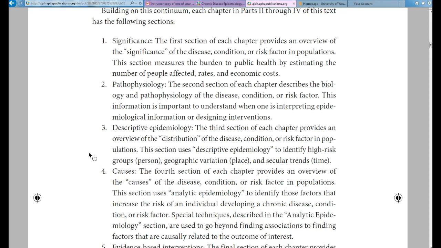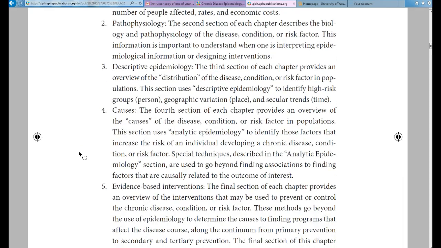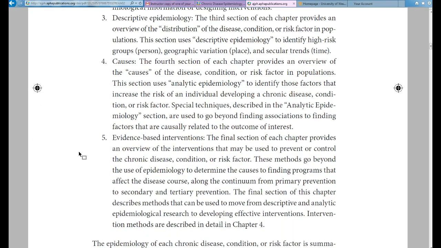Essentially what you're going to do with your assignment is you're going to be looking at the significance, the pathophysiology, the descriptive epidemiology, the causes, and the evidence-based interventions for your specific chronic illness, whether it's obesity, whether it's diabetes, whichever one you were assigned.